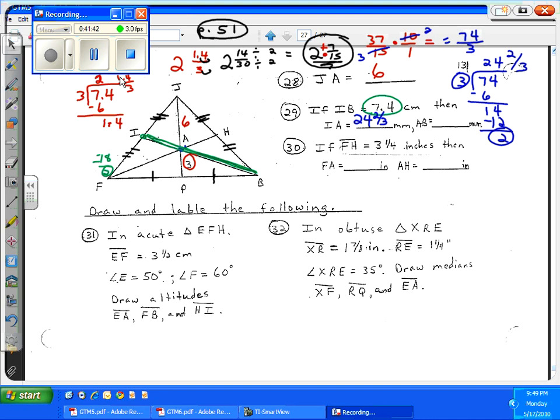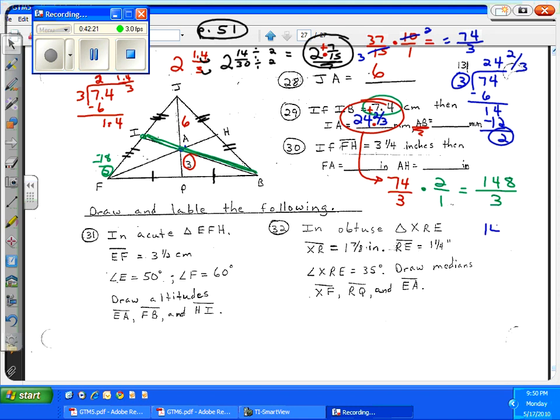Now, AB, the longer piece, is twice that shorter piece. The long piece AB is twice that. So we're going to make it improper. 3 times 24 is 72, plus 2 is 74 of those little thirds. And then we need to double that because the big piece is twice the little piece. And so now we have 148 thirds.